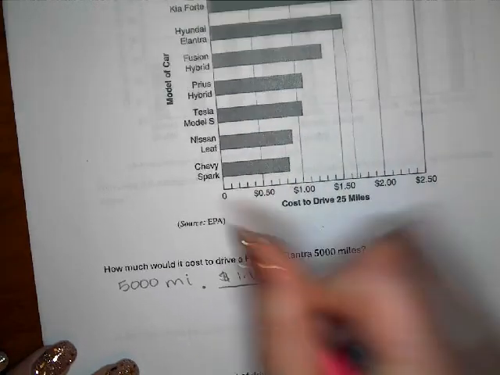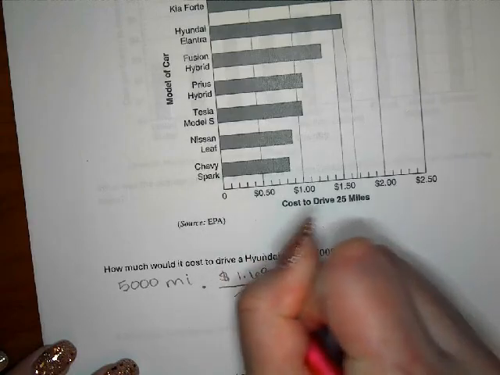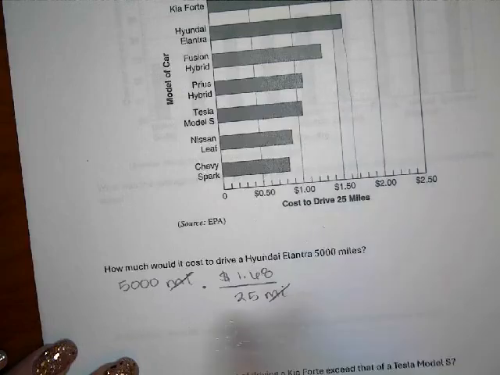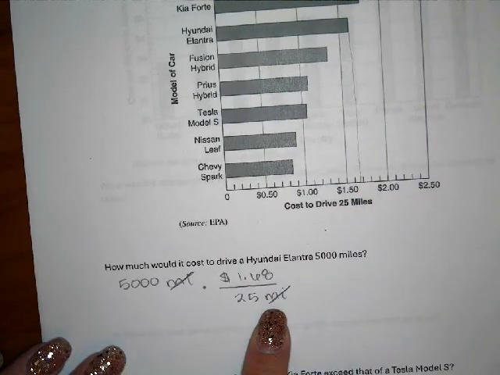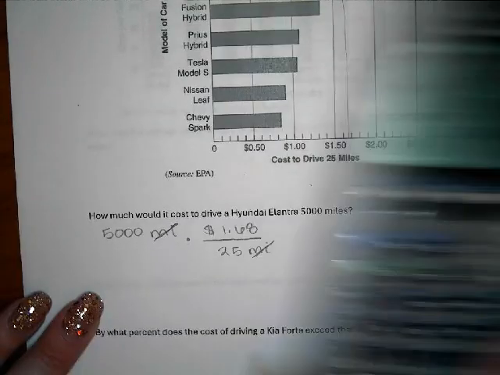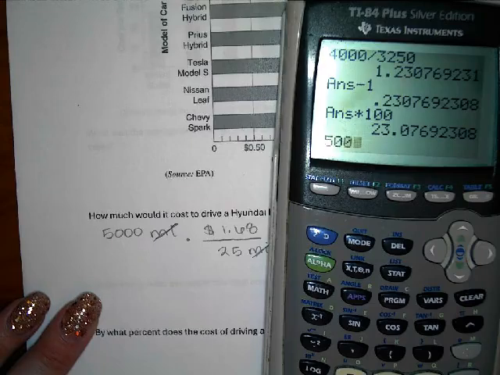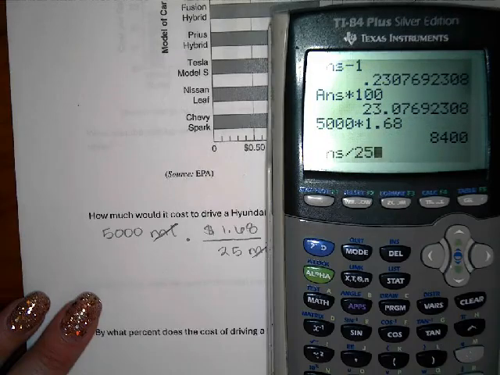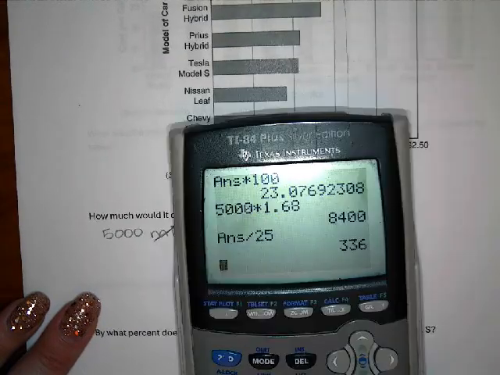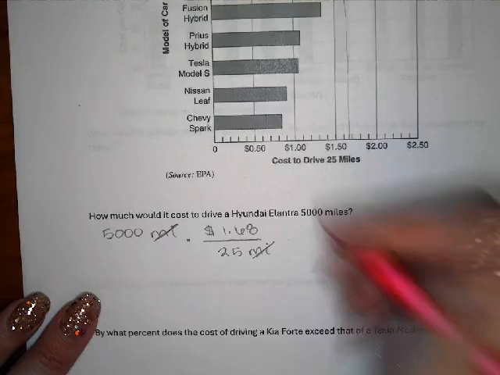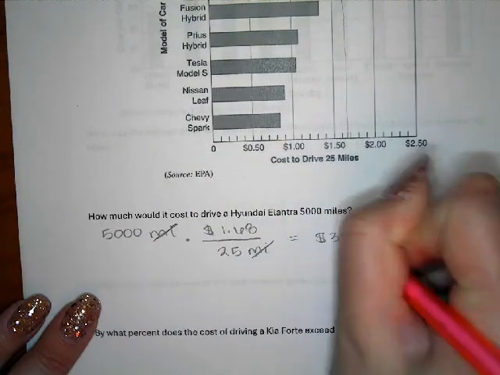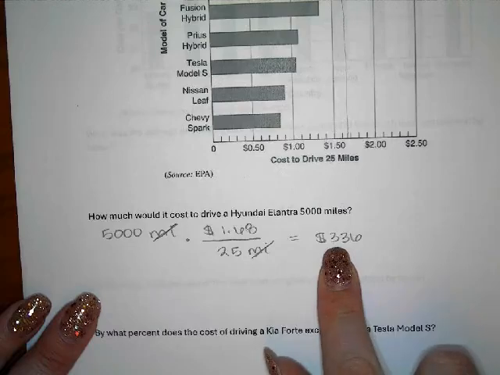168 for 25 miles. So the miles are going to cancel out and we're going to end up with just the cost. So I need to multiply by the number on top, 5,000 times 1.68, and I'm going to divide by the number on the bottom. So $336 is how much you would pay to go 5,000 miles.